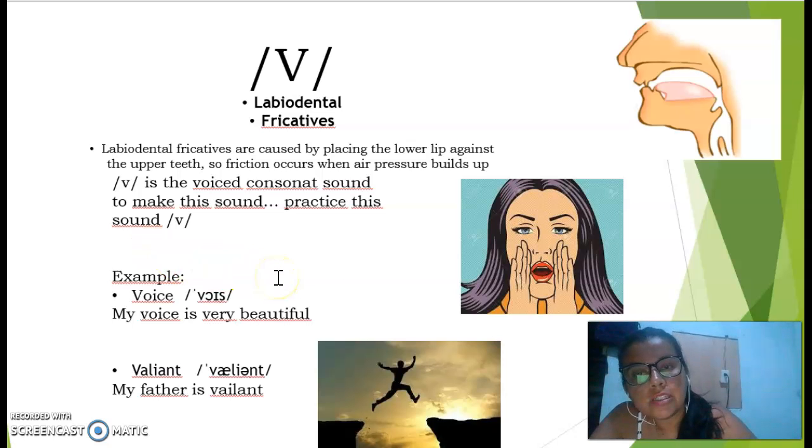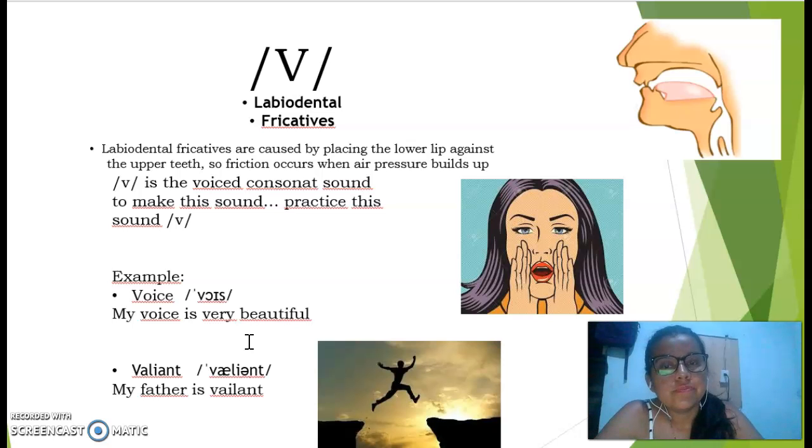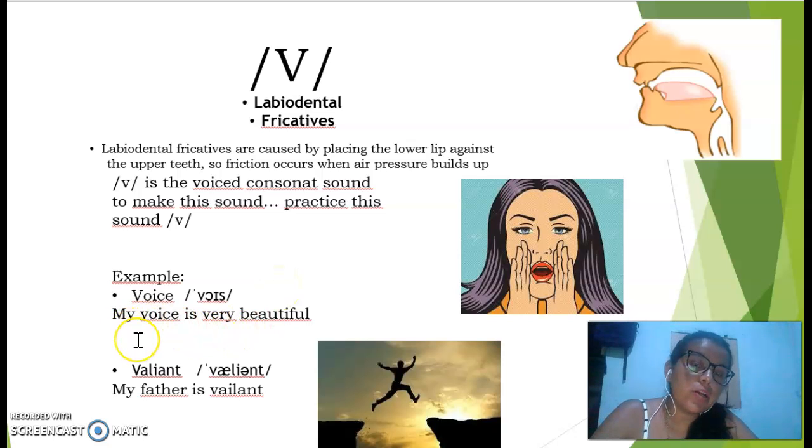And also you can see some examples, 2 examples for this sound. Voice, voice, voice. In the sentence: my voice is very beautiful. And the other example is valiant. Valiant. My father is valiant.